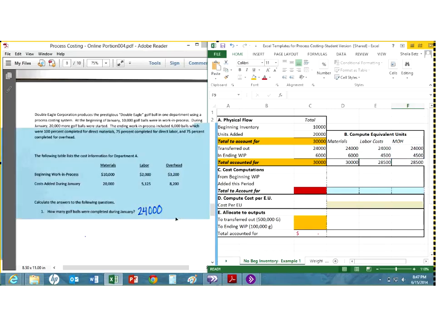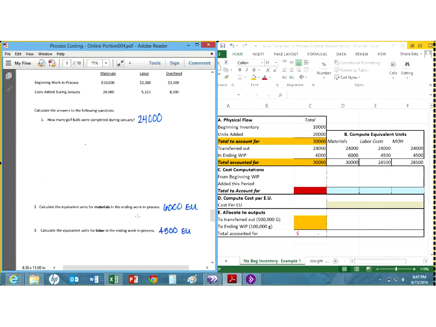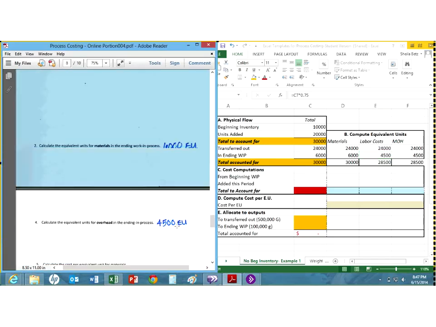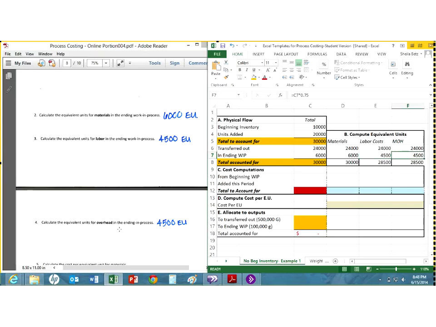All right, so actually let's just scroll down and see if we can answer our questions. So question 2 said, calculate the equivalent units for materials in the ending work in process. So in the ending work in process, we worked on 6,000 equivalent units for materials. Question 3 asks, calculate the equivalent units for labor in the ending work in process. The key word here is in the ending work in process, which comes out to 4,500. And then finally, question 4 asks, calculate the equivalent units for overhead in the ending work in process, which is 4,500. So it's very important to read the question closely.